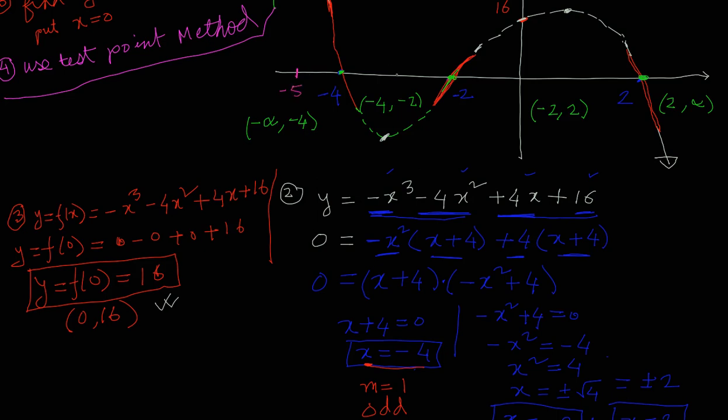I am going to choose a test point for the second zone as negative 3, and from the third zone I am going to take a test point at x equal to 0, and from the fourth zone I am going to choose a point at x equal to 3. So these are my 4 test points.